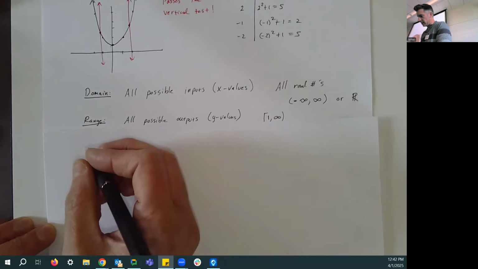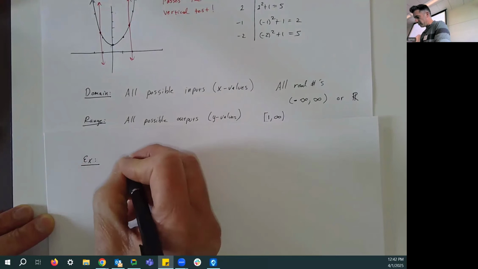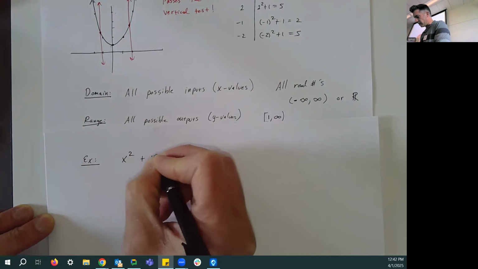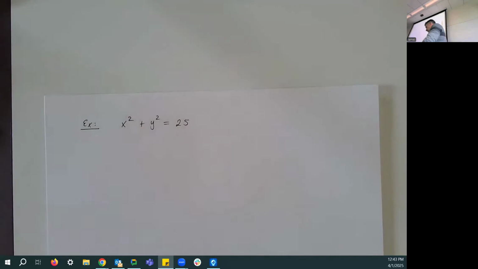So let's look at this next example of a not function. X squared plus y squared is equal to 25. It's an equation. It has a graph. We're going to graph it. Let's see. I'm trying to keep my papers in order. This is always a challenge for me.